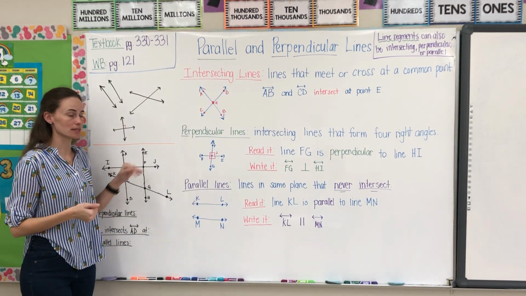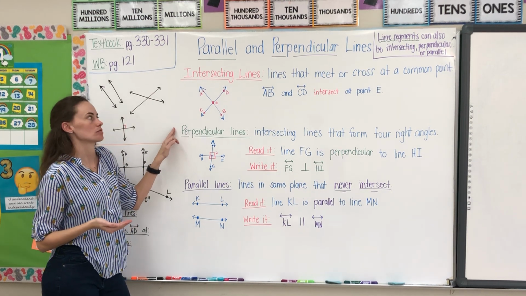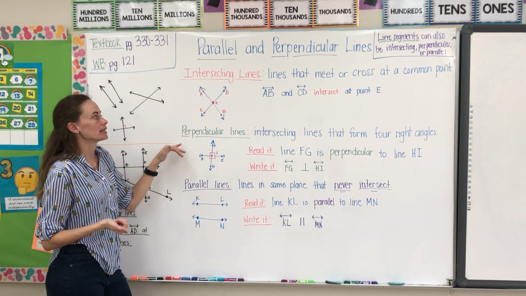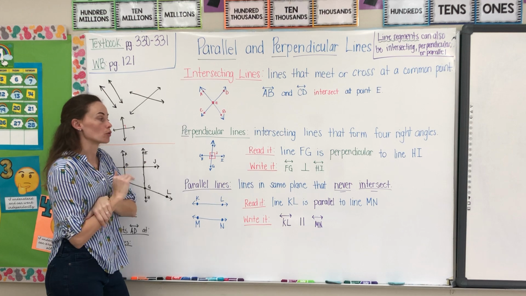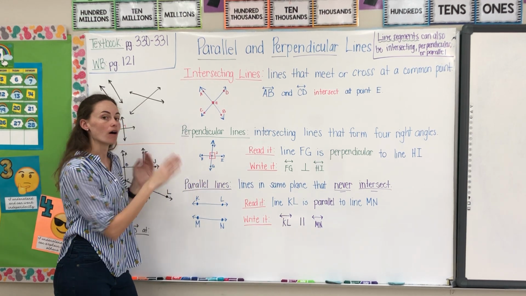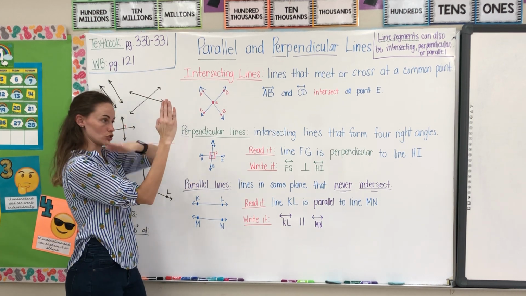The next type is called a perpendicular line, which are also lines that cross. So perpendicular lines are intersecting, but they don't cross any way. They have to cross to form a right angle. So it has to be straight, 90 degrees on all sides. So 4 total right angles, because they're going straight up and straight across.